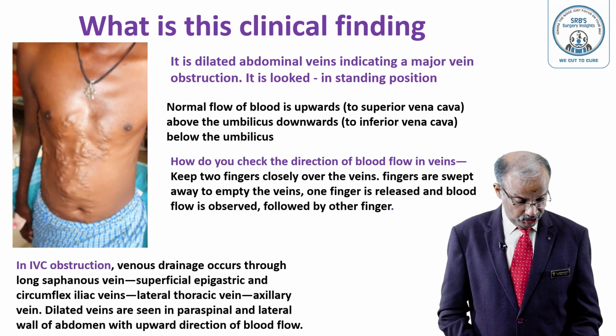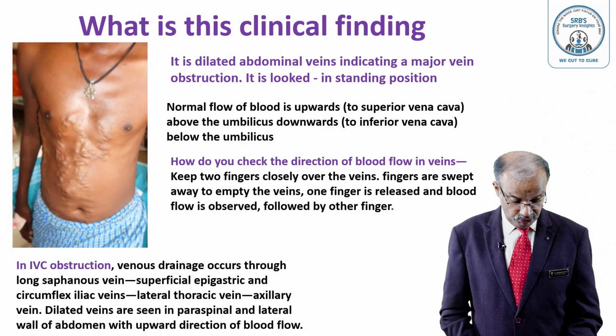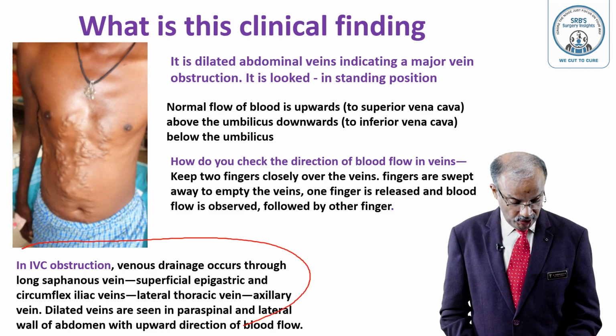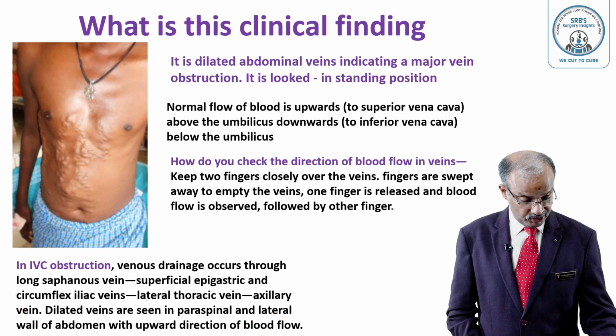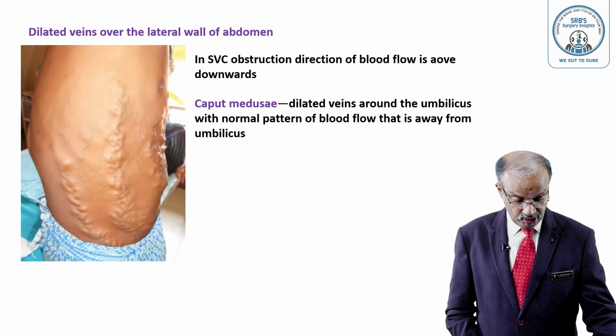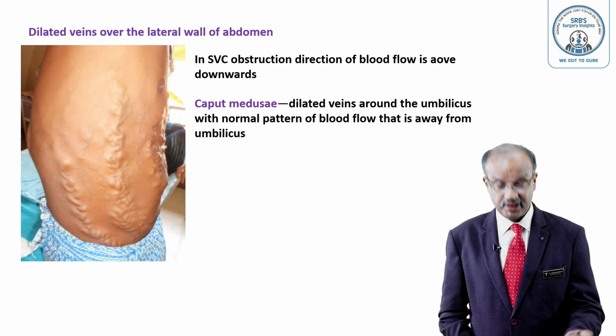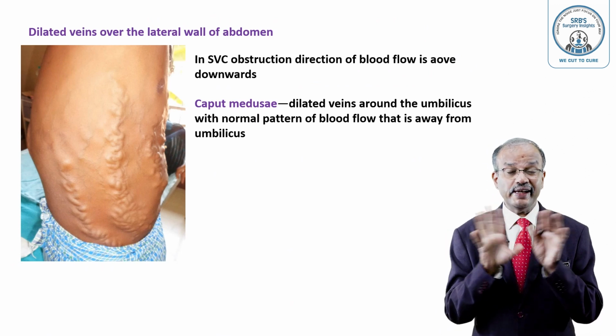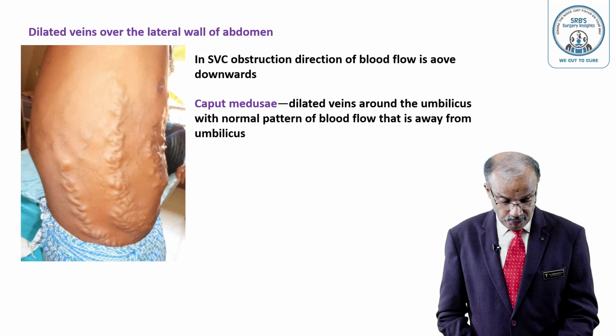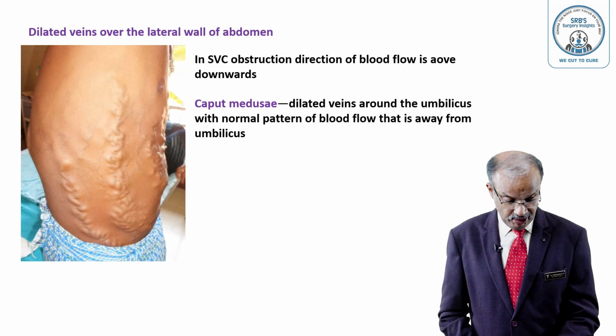Venous drainage occurs through the long saphenous vein, superficial epigastric and circumflex veins, lateral thoracic vein, and axillary vein. Dilated veins are seen in the paraspinal region and lateral wall of the abdomen with upward direction of blood flow. This is a pathway which you have to remember always. It is often asked in MCQs, and they will also ask why. There is a pathway direction I have put in the SVC direction and in the other way. Whereas in caput medusae, the flow is in the normal direction but the veins are dilated, in the case of portal hypertension, seen around the umbilicus.